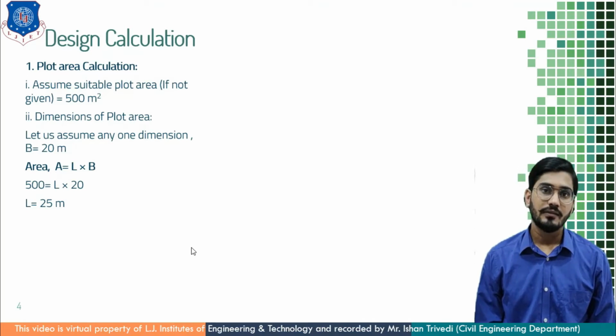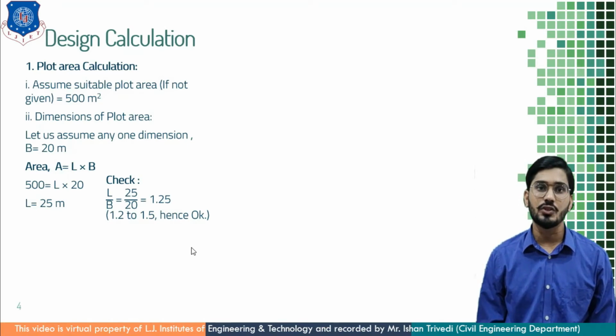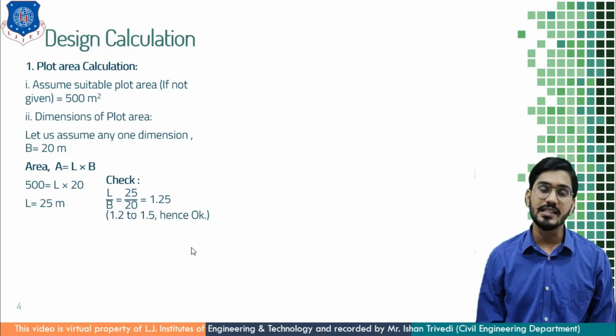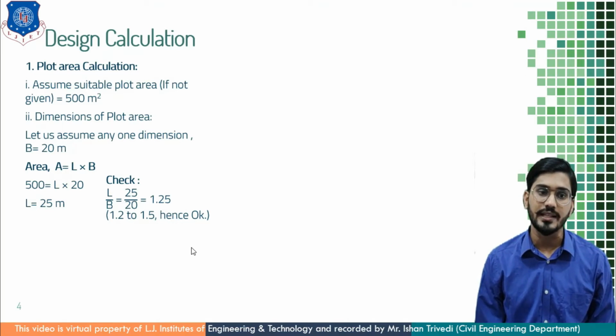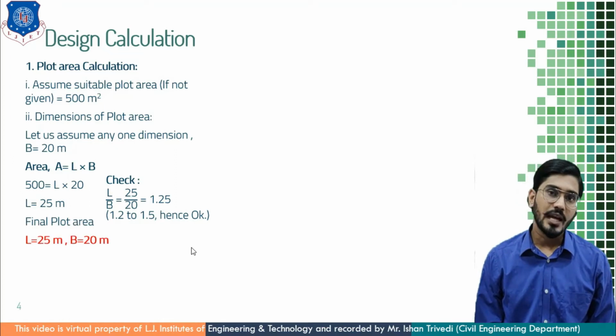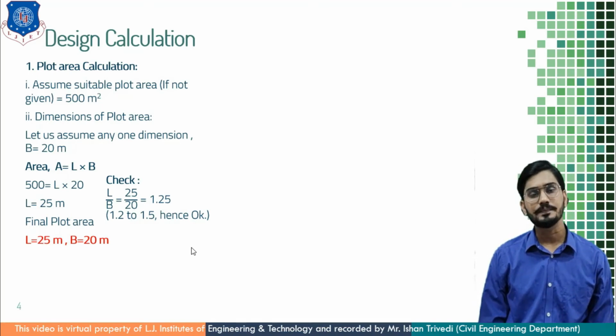But whenever you are assuming certain things and it is not given, you have to do a check, and that is the length to width ratio check. It should not be too much of a length-wise rectangle, or a square. So I am checking this length to width ratio, that is 25 by 20, and I am getting a value of 1.25, which lies between 1.2 to 1.5, hence I can take this dimension. Next, I finalize the plot area, that is length is equal to 25 meter and the width is 20 meter.